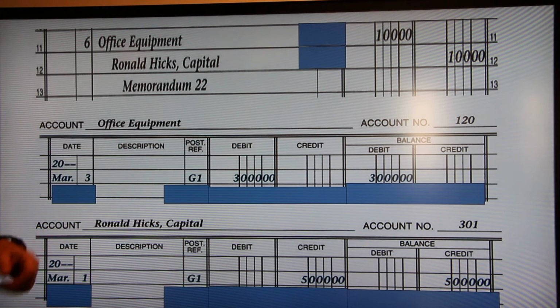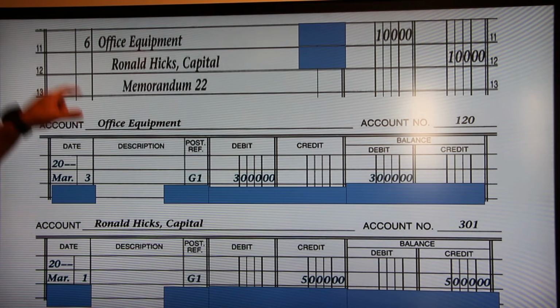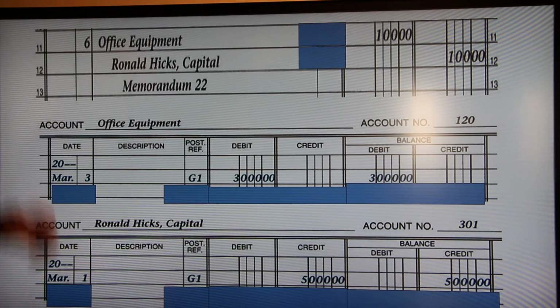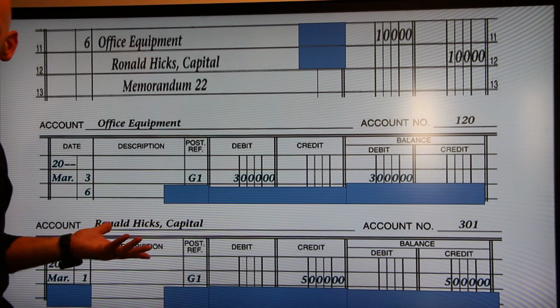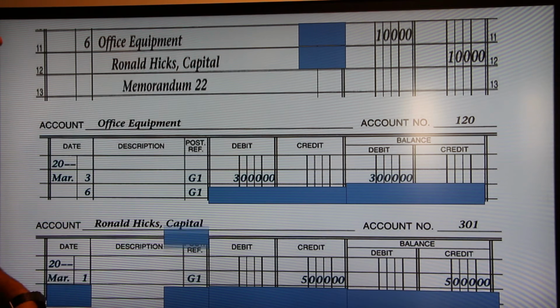So we find our office equipment. What was the date of this transaction? We can see over here that the transaction took place on the 6th. So we would start with March 6th. Next, it's going to ask us, where do we get the information from? And we know it's General Journal, page 1.